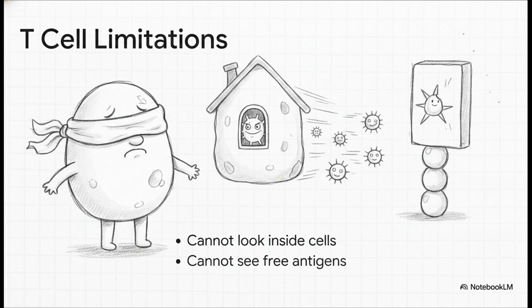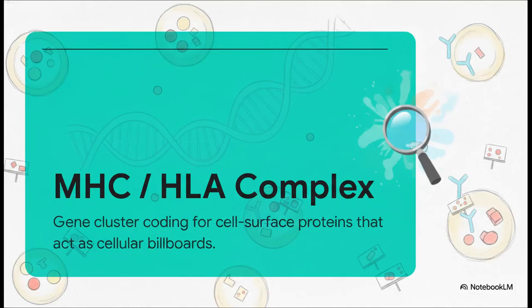And that perfectly sets up the evolutionary solution to this blindness problem, the major histocompatibility complex, or MHC for short. In humans, you'll also hear this called the HLA, or human leukocyte antigen complex. This is a tightly linked cluster of genes that codes for specific cell surface proteins. These proteins act as those essential cellular billboards we just talked about. They display fragments of proteins from either inside or outside the cell, meaning those scanning T cells can finally read the evidence and figure out if a cell is healthy, infected, or even cancerous.